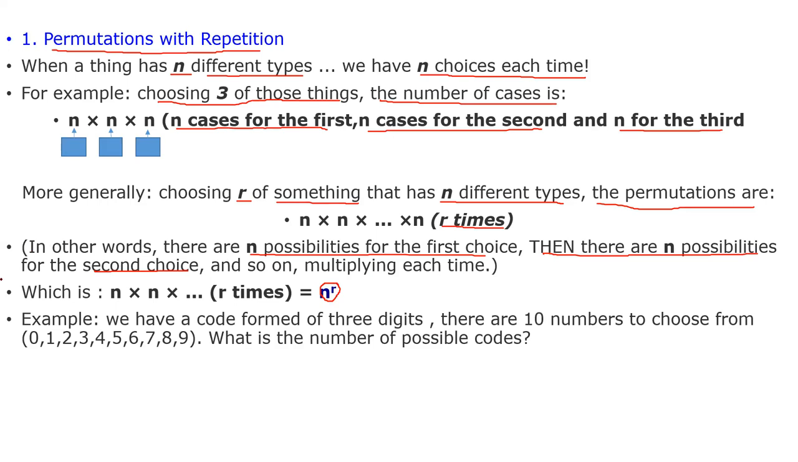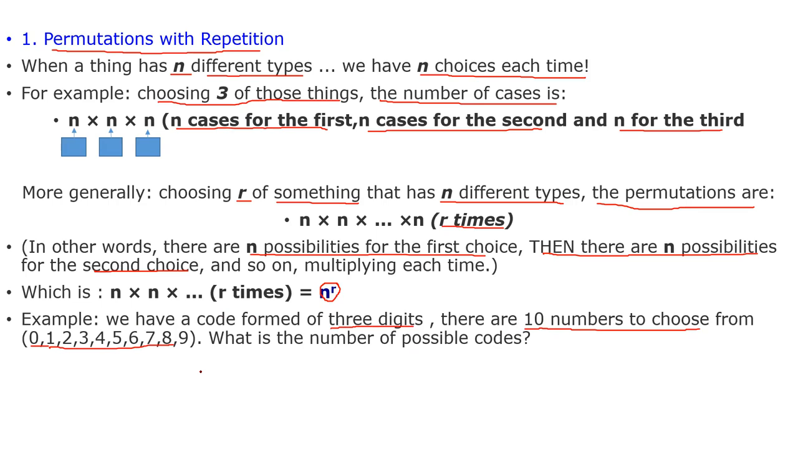Yes. Let's take an example, George. Suppose we have a code formed of 3 digits. There are 10 numbers to choose from, 0 till 9. What is the number of possible codes, George? What will be the number of possible codes?